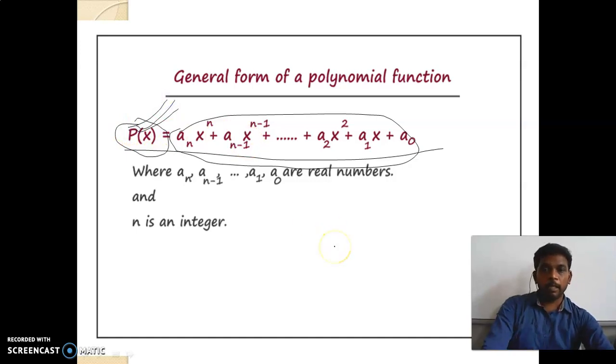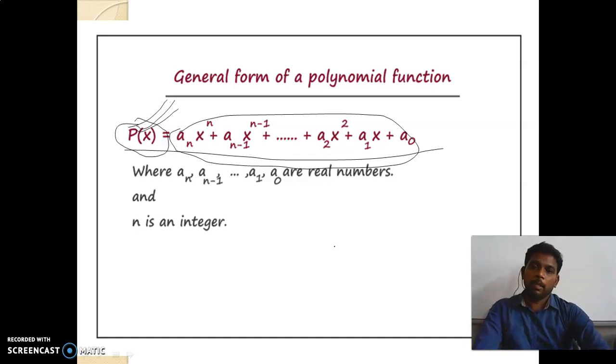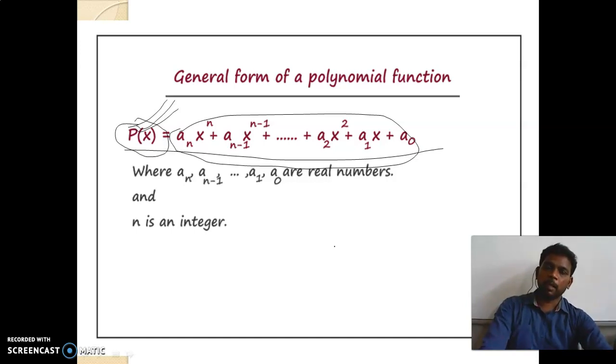And how can we check whether the given expression is a polynomial or not? In the last class I said that it is enough to check the power of the variable. If the power of the variable is in the form of a whole number, then it is said to be a polynomial, otherwise not. So it is enough to check whether the power of the variable is a whole number or not.